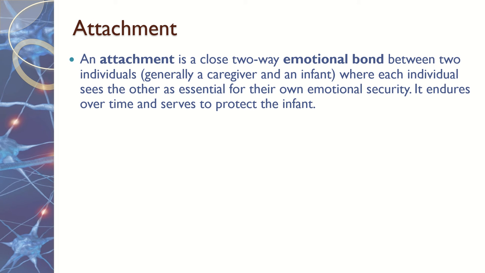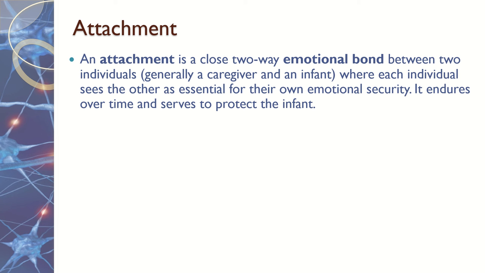But first of all, we need to think about what is attachment. So a definition of attachment is a close 2-way emotional bond. And it's really important that it's 2 ways, that it's reciprocal, that it's shared in some way between 2 individuals. And in this case, we're referring to a parent and a child. And in psychology, we refer to a parent, whether that's a biological or non-biological parent, as a caregiver, someone who provides the care. So try to refer to a parent as a caregiver in this case, and an infant meaning a baby.